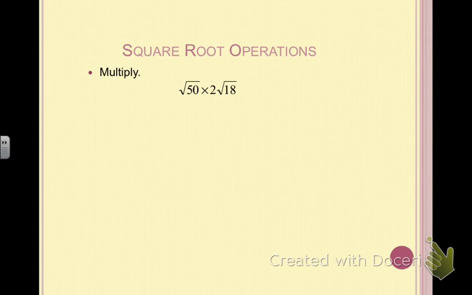The first example is the product of the square root of 50 and 2 square roots of 18. First, multiply the factors outside the radical signs. In this case, there is only a factor of 2 outside the radical sign, so it gets a free ride. Then, multiply the radicands under the radical signs. 50 times 18 is 900.